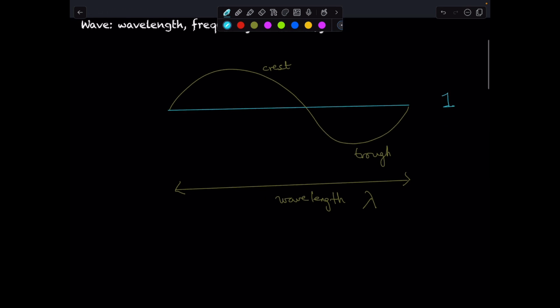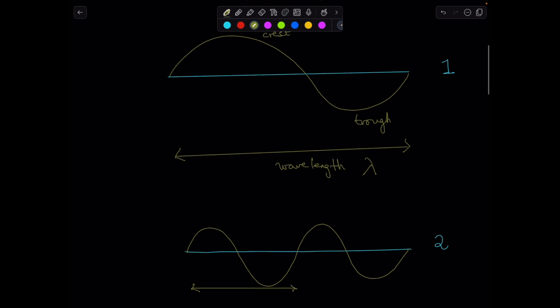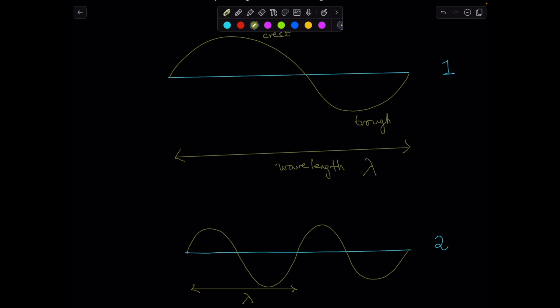Let us consider another wave, wave number 2. In wave 2, this is the wavelength lambda. If this is the time axis, then we got one wave in wave number 1 and we got two waves in wave number 2 in the same duration of time.